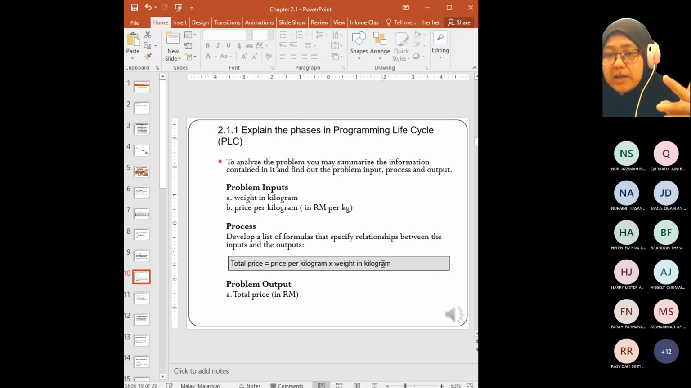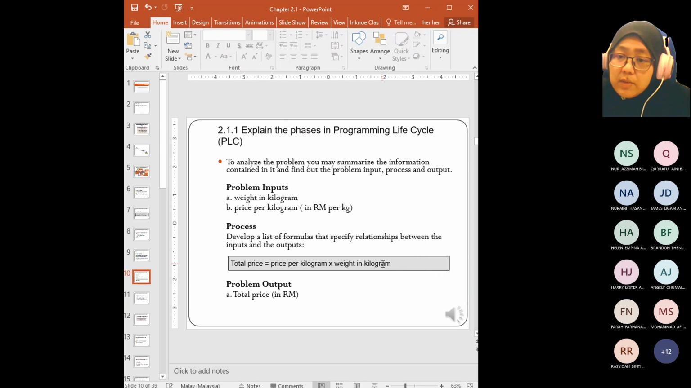Dua input yang kita dah dapat tadi. So kita nak proses 2 input ni supaya kita boleh hasilkan satu output. Apa output yang kita nak? Kita cuma nak total price saja. We just want total price. We don't even care how many kilo. Kalau 5 kilo lah kita kira. So the output is price, total price for apple.